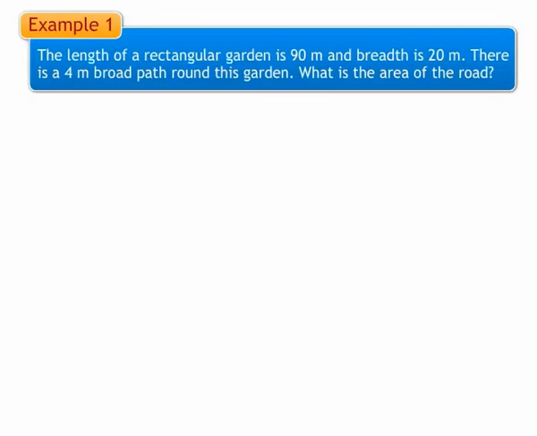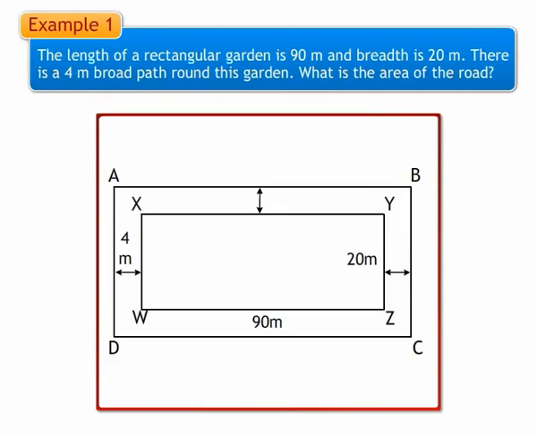Let us now solve the word problems based on area. Example 1. The length of a rectangular garden is 90 meters and breadth is 20 meters. There is a 4 meters broad path round this garden. What is the area of the road?